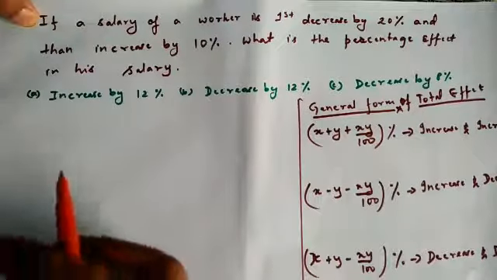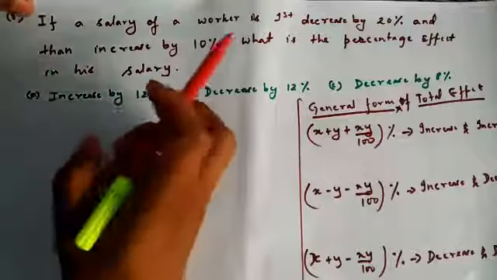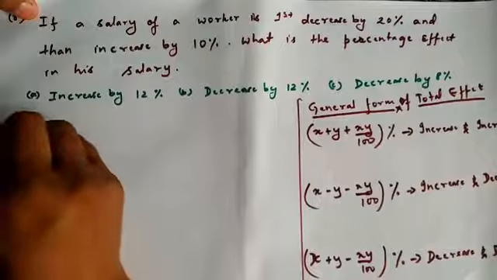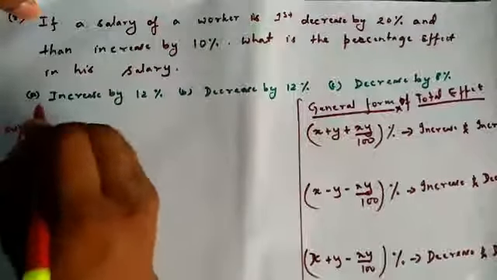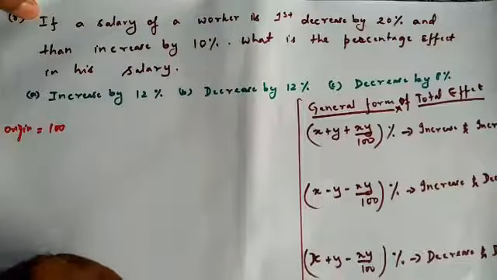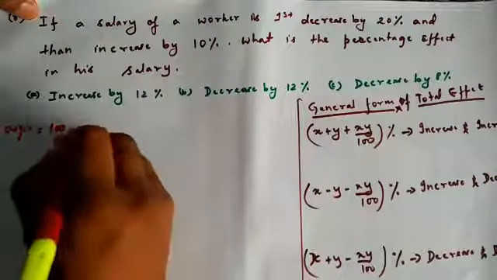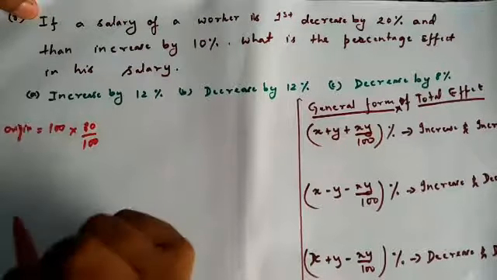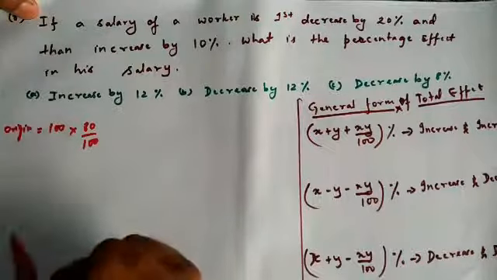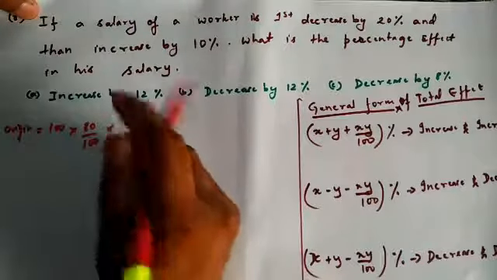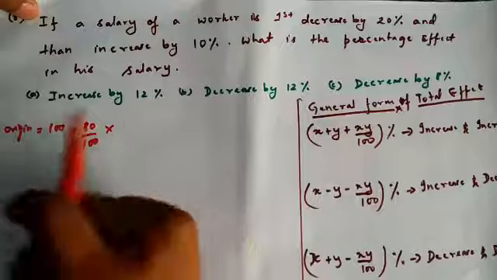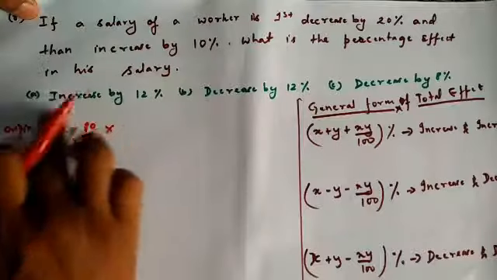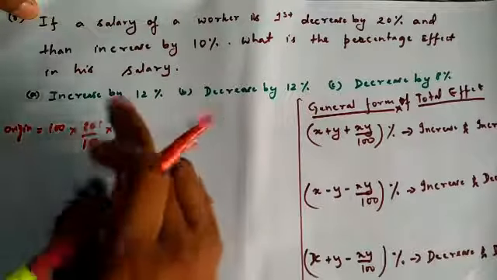Now if the salary of a worker is first decreased by 20%, let the original salary be 100. His salary is decreased by 20%, so it becomes how much? 80%. After the decrease it becomes 80%, so I am converting it directly to 80 by 100. Now again it is increased by 10%. A 10% increase means it's not 80 plus 10; this one is 100%, and a 10% increase means 110.